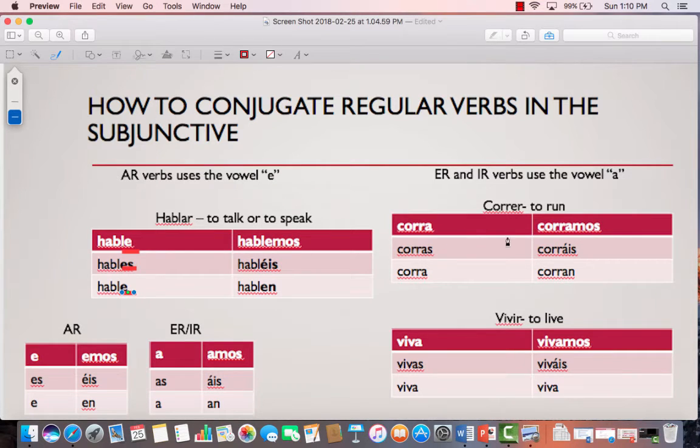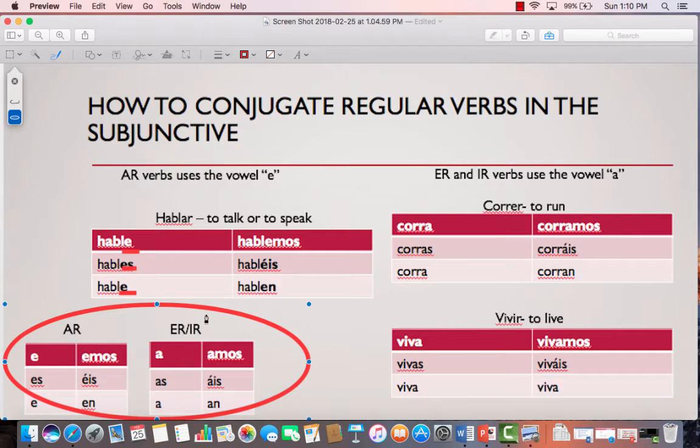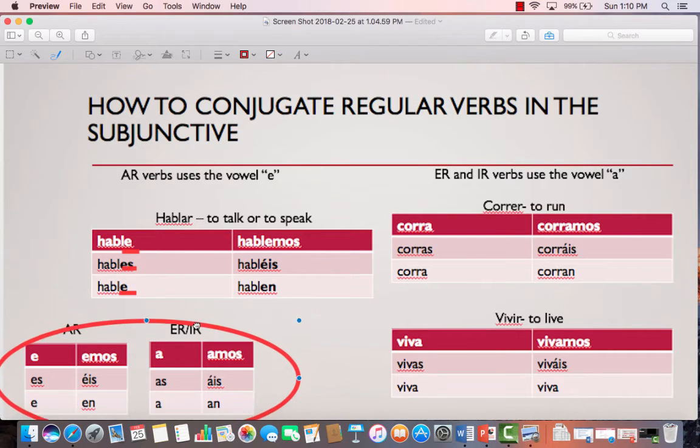Let's take a look at correr and vivir, which are ER and IR verbs. Make sure to use the vowel A. Take a look at corra, corras, corra, corramos, corráis, and corran. Notice that ER and IR verbs use the same endings in the subjunctive. And here we have the table for you to study the subjunctive for AR, ER, and IR verbs.